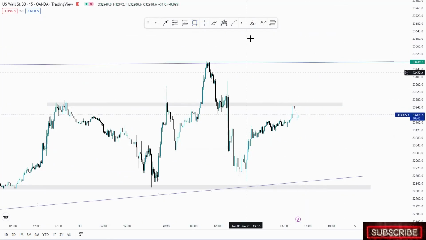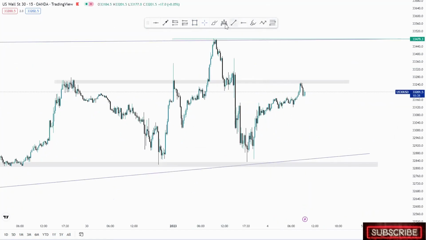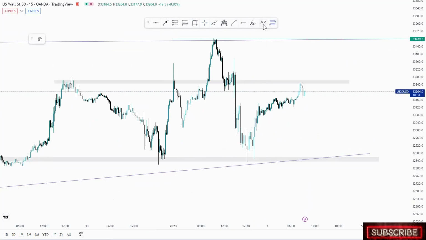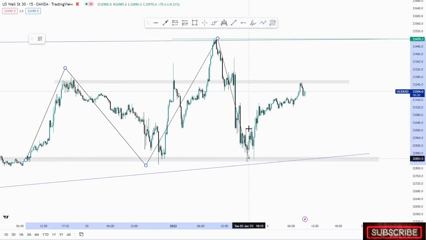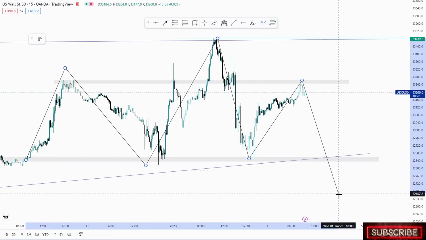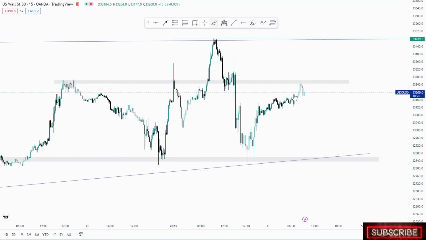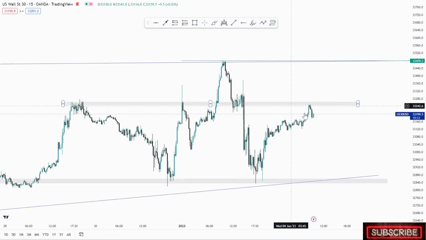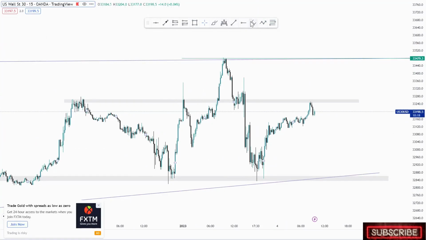Meaning that if the market fails to break above, then the market will just be forming this head and shoulder, right? If it does continue going to the upside, then obviously we'll see the market pushing further to the upside like that, and then come back down, right? So I hope that makes sense, guys.